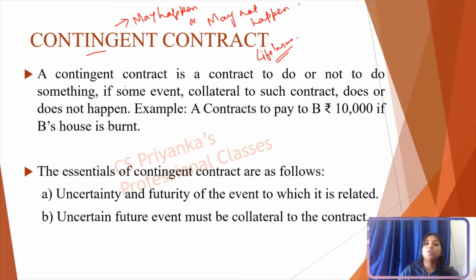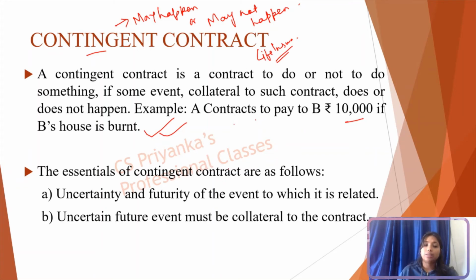So a contingent contract is a contract to do or not to do something if some event collateral to such contract does or does not happen. Example: A contracts to pay B rupees 10,000 if B's house is burnt. So it's very impossible and uncertain. A says to B, I will pay you 10,000 if your house is burnt. How can you assure that your house will burn today or tomorrow? You can't, right? So these are contingent contracts on impossible events. So these are void.